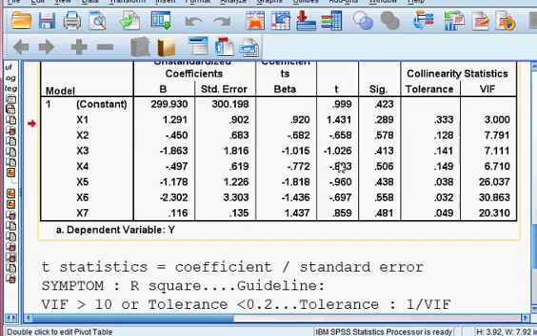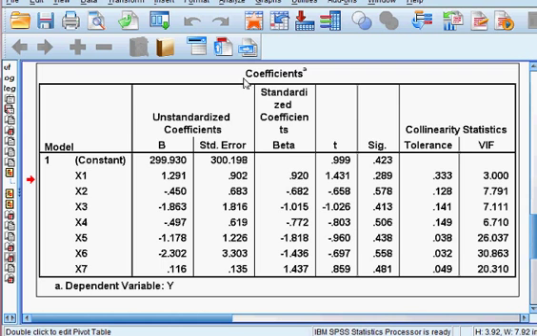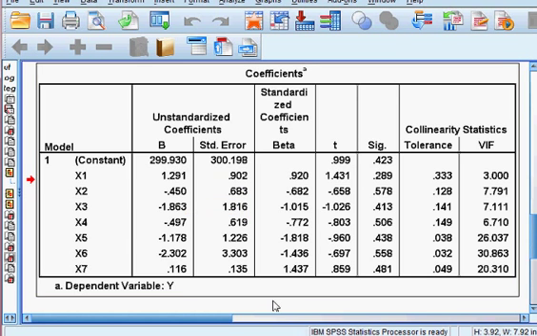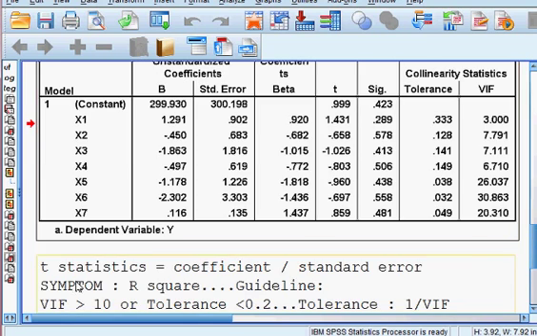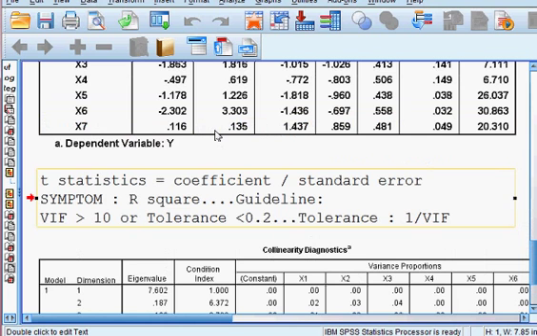Sorry, this is the T statistics, right? You can see from here, T statistics. Suppose I talk about this one, 1.431. This is the T statistics, and what is it? Coefficient. You can see the coefficient, that is the unstandardized coefficient. So 1.291 divided by standard error 0.902, you can get the T value, that is 1.431. That is the T statistics formula, right? T statistics is coefficient divided by standard error.